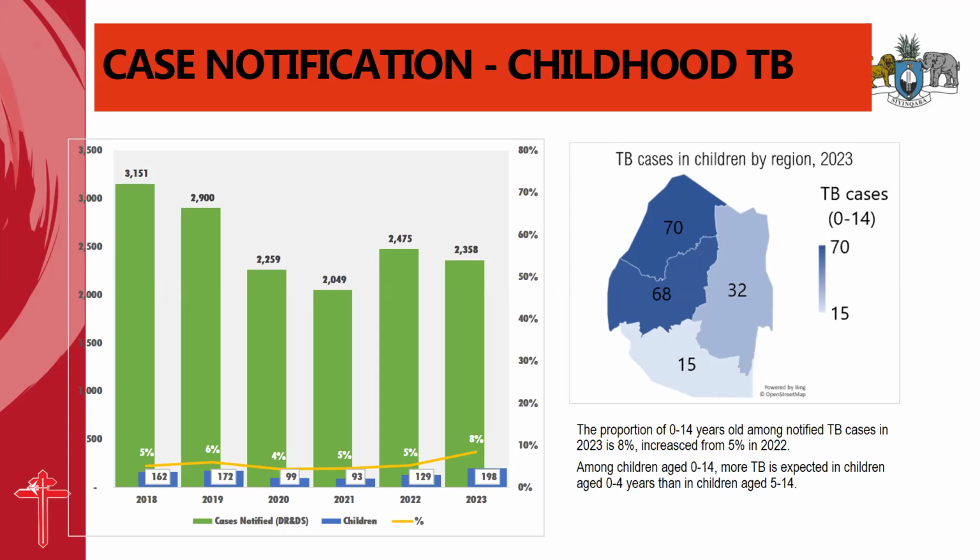In 2019, we had 2,900, and then we had 172. So that was 6%. So you can see the pattern. It was 5%, 6%, 4%, and then now it's shooting up. If you look at 2023, the cases are now increasing.